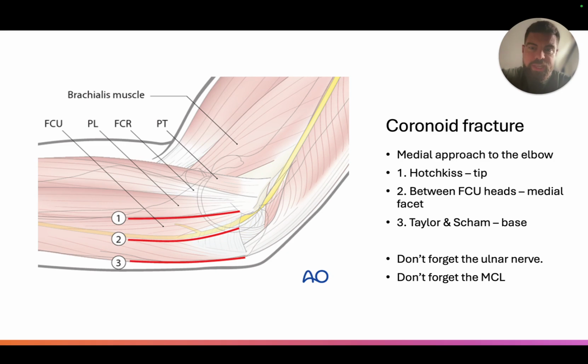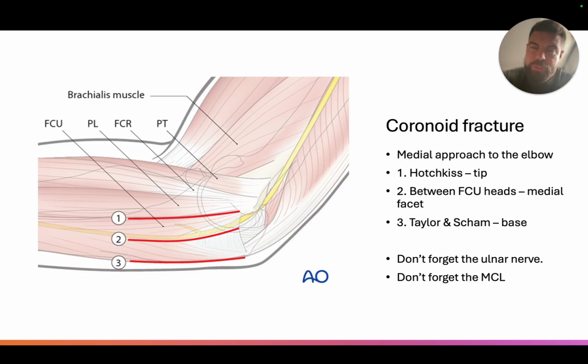The way to look at these then, in my mind, is address the medial structures first. And the reason for these then as well is that you have to get that coronoid down. And if you try to go addressing the coronoid from the lateral side, it's going to be quite difficult, and you're ultimately trying to do a lateral column approach on an already damaged lateral side. And theoretically, the medial side should be relatively virgin tissue. And your decisions here would be whether or not you're doing a medial approach with a Hotchkiss over the top, between the FCU heads, or a Taylor and Sham to get down to the base.